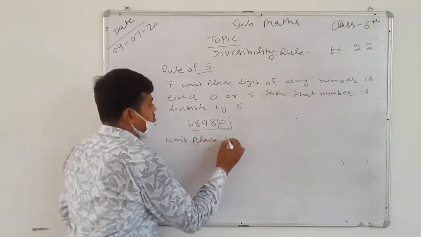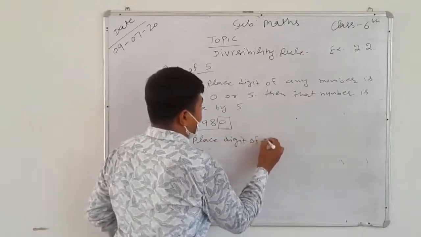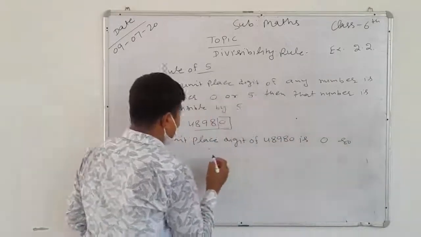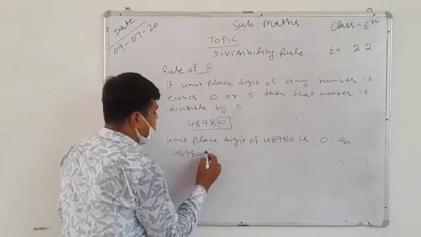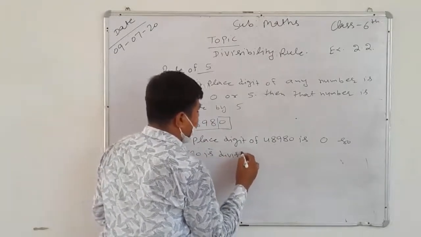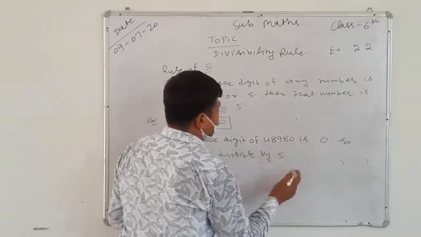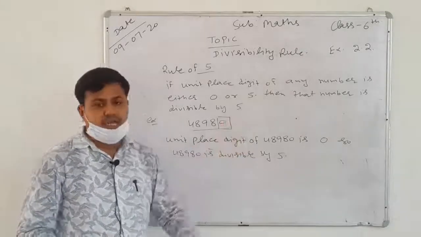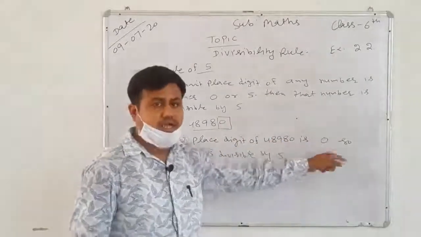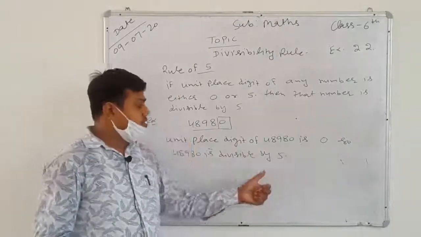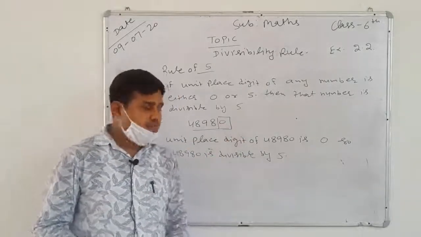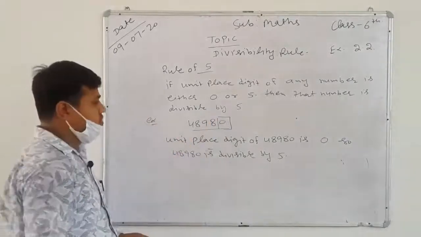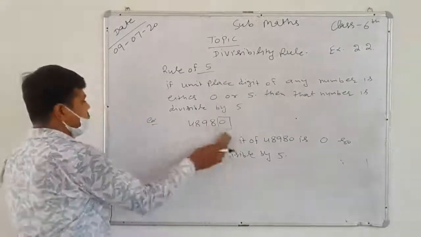So we have to write: unit place digit of 48980 is 0, so 48980 is divisible by 5. So easy a question. I hope you understand. 48980, because the unit place digit is 0, the number is divisible by 5. Confirm, if 0 comes, it is divisible by 2 and also by 5, because 0 satisfies the rule for 2 and also the rule for 5.